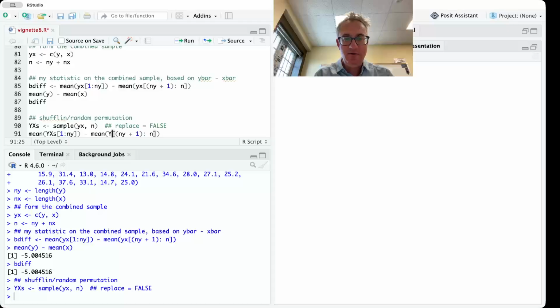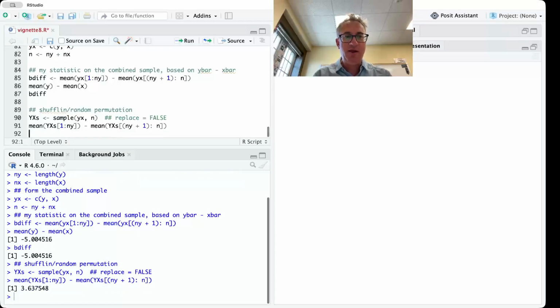instead, I will get a different value because some of the original y's have been moved into an x position in the combined sample, and some of the x's have moved into a y position. So when I calculate these statistics, I'll get a different number. Now with the idea being that if I permute them, I should get about the same number. It should be about the same number statistically speaking.